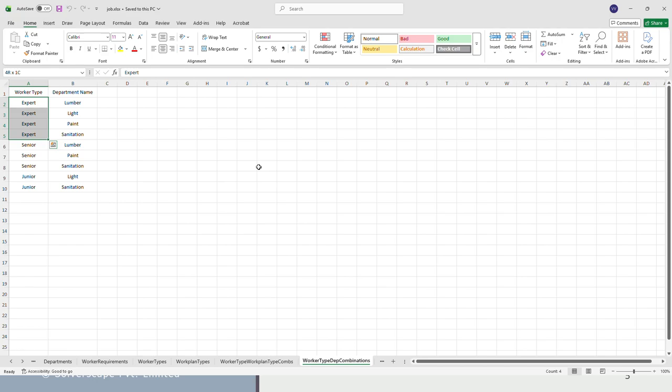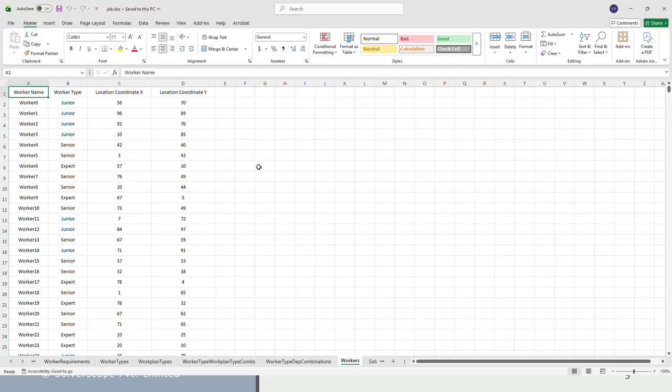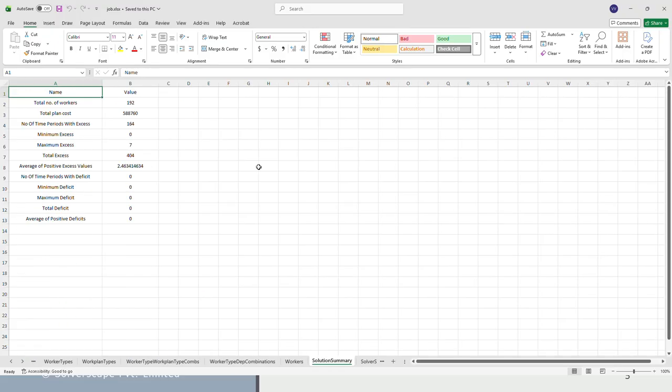So a worker who is more expensive, whom we call the expert here, can work in a greater number of departments. Then we have the set of workers here, along with the latitude and longitude of their residences. So we submit this information and get the information back from the model. And what did the model say? The model gave a solution with 192 workers at a total cost of around $589,000. So what does this solution look like?